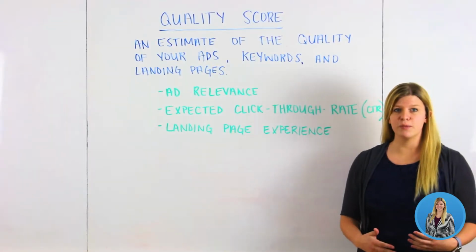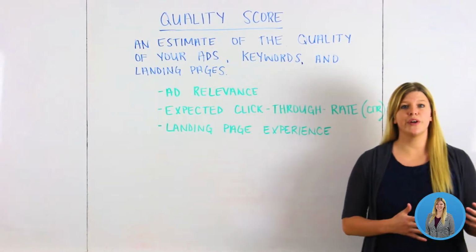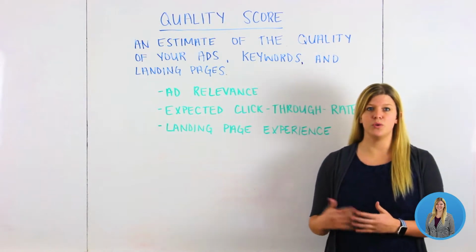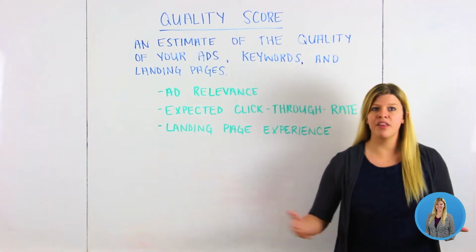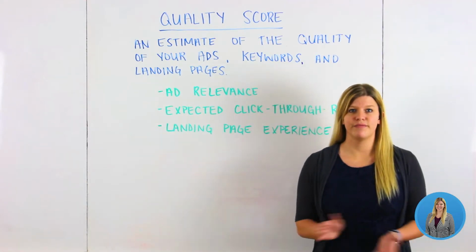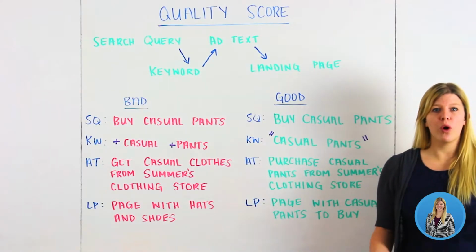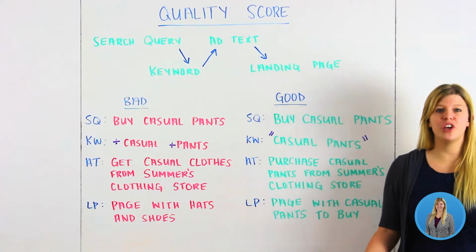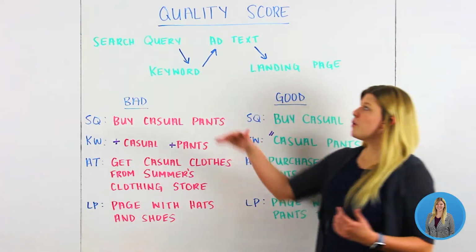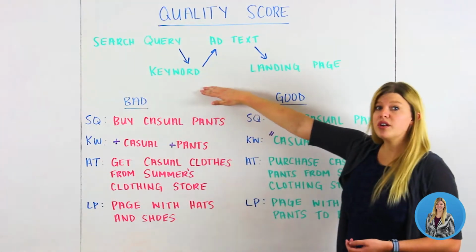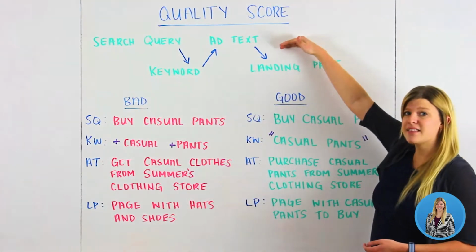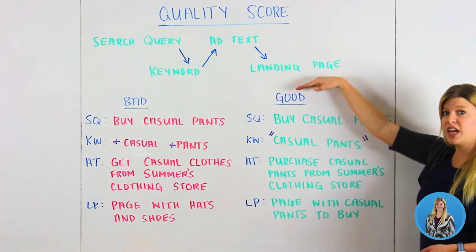So for landing page experience, you want to match your search queries to what the customer is actually going to experience on your landing page. So making sure that they have a clear path throughout the journey on your website. So when optimizing for quality score, you want to make sure that you have keyword strength throughout. So what a customer types in their search query should be in the keyword, it should be present in the ad text, and then it should be talked about on your landing page.